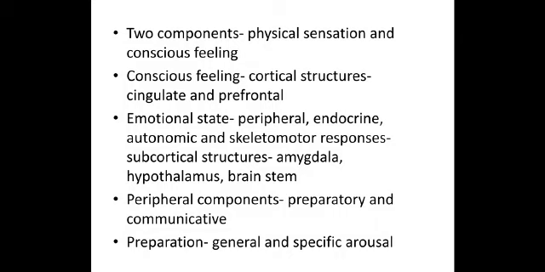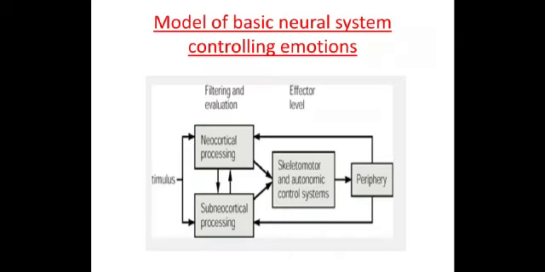So to understand more about this, there is a model of the basic neuronal system controlling the emotion. Whenever there is a stimulus, there is neocortical processing and subneocortical processing accompanied with the skeletomotor and autonomic control system, mainly due to the peripheral signal. There is filtration and finally evaluation of the intensity of the emotion.